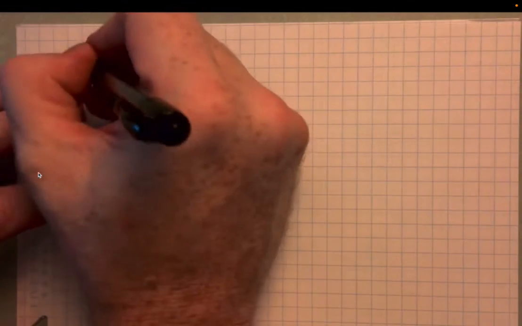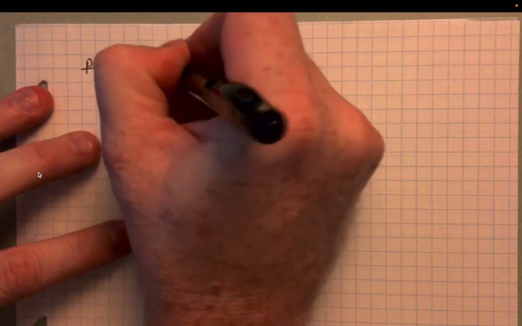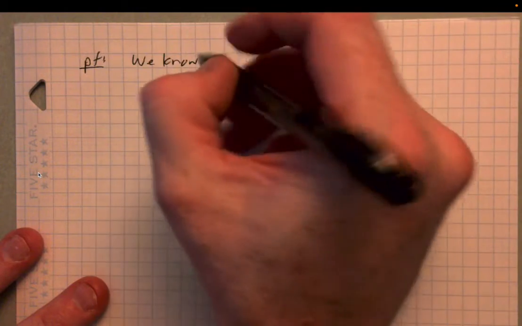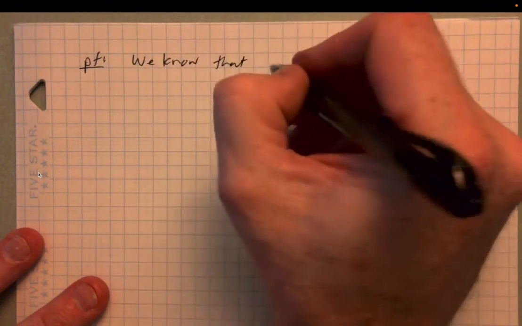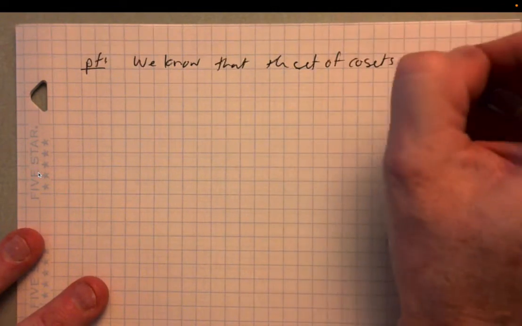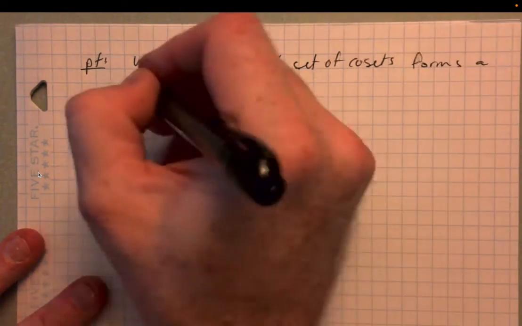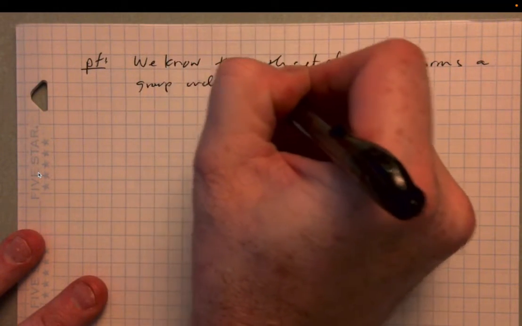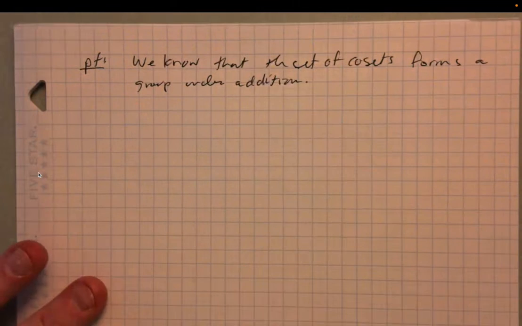Let's write a proof of this one quick. What do we know here? We know already from the group theory side that the set of cosets forms a group under addition. So we've got that piece.